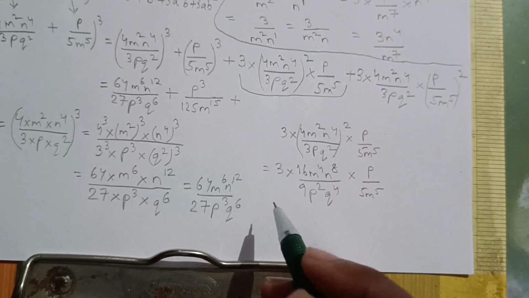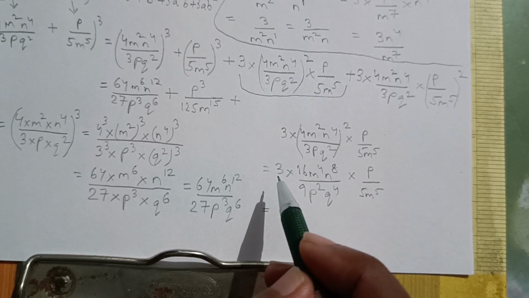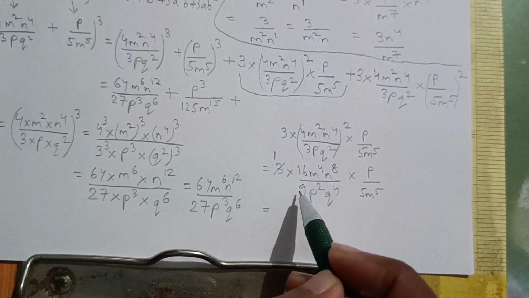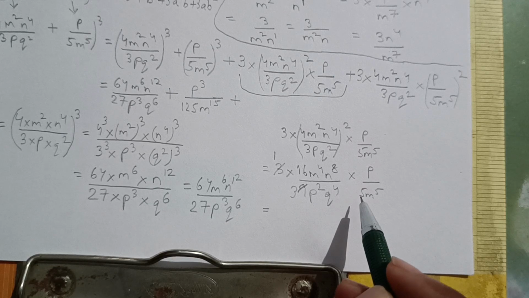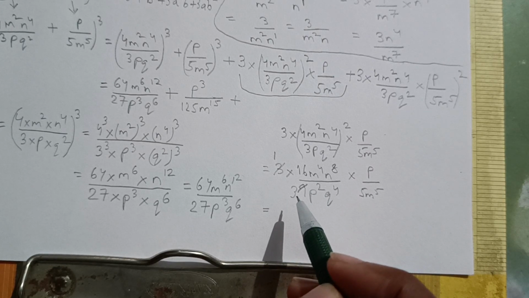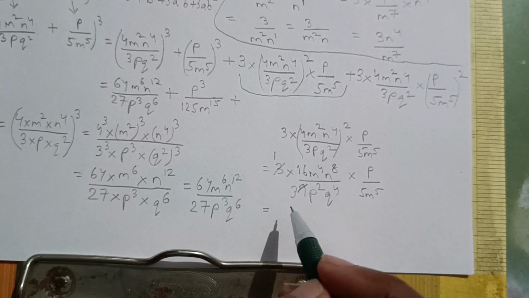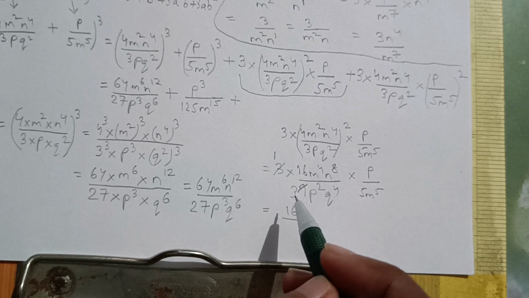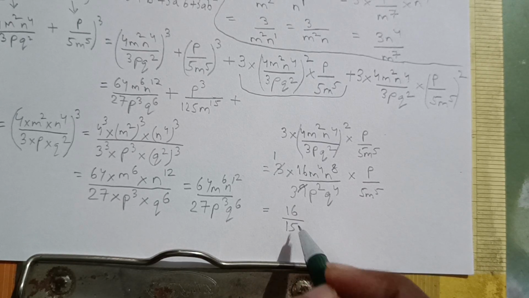And now if you solve this, so 3 and 9, 3 ones are 3, 3 threes are 9. 16 and 5 we can't cancel, 16 and 3 also we can't cancel. So the number part will be, in the numerator you will have 16, in the denominator you will have 3 into 5. 3 into 5 is 15.